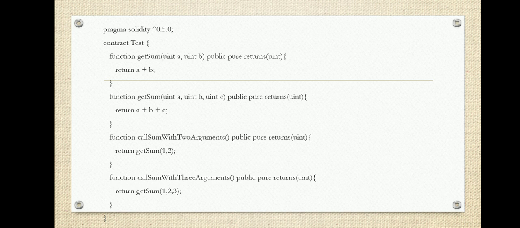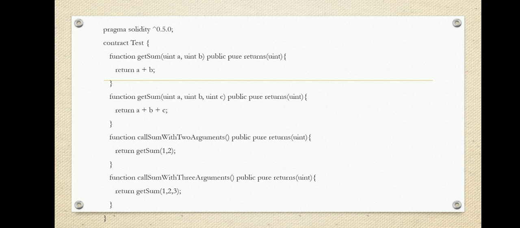Here is the function call sum with two arguments. In this function we pass the values 1 comma 2 to the function getSum. Similarly, in the last function you can see call sum with three arguments, so we pass three values to getSum, 1 comma 2 comma 3. So function overloading is also possible in Solidity programming.